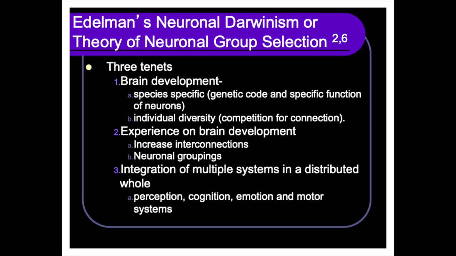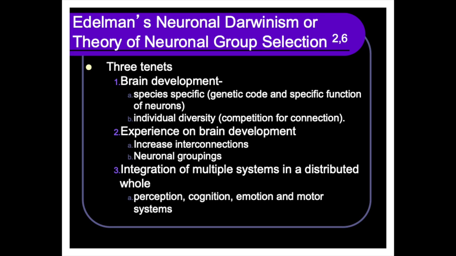Edelman's neuronal Darwinism, or neuronal group selection, has three basic tenets. The first tenet is brain development. And this is actually related to the genetic coding that we have, the specificity of some neurons to perform some function. And even though we have all these, neurons do compete to make connections, and diversity results from that. So even though we have this basic coding, there is this diversity that is present within everybody.